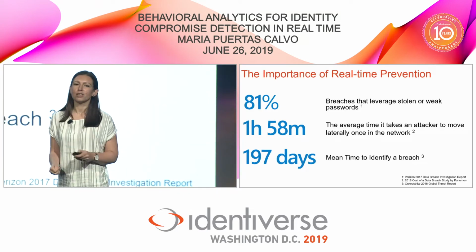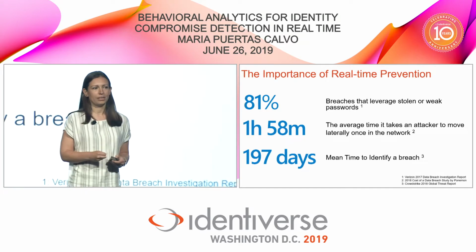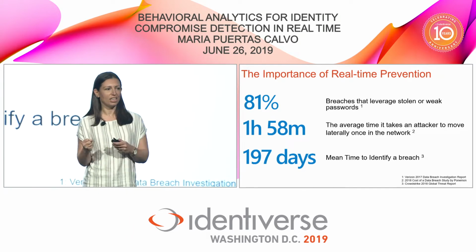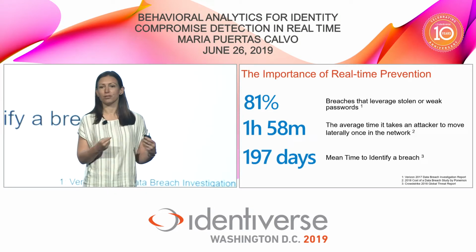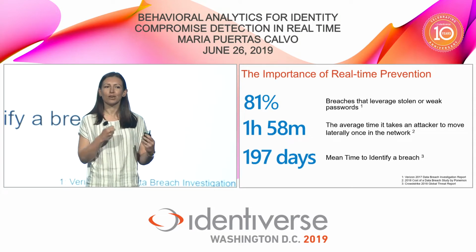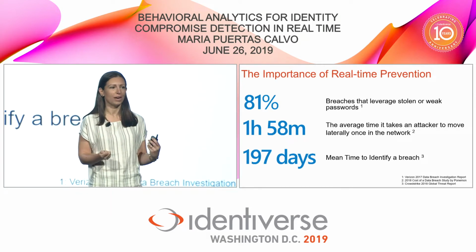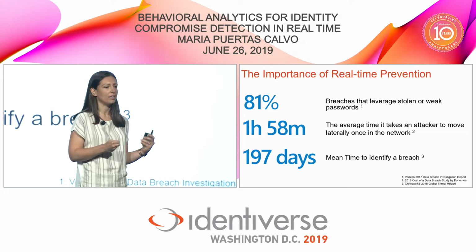What's the importance of real-time compromise prevention, and what does it mean? When we say real-time compromise prevention, we're talking about at authentication time. A user comes with a username and password and authenticates, and at that time we want to know what is the risk of that authentication of being compromised. We want to be able to block the authentication at that time if we think it's bad.